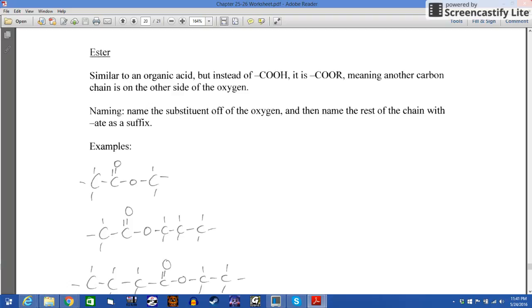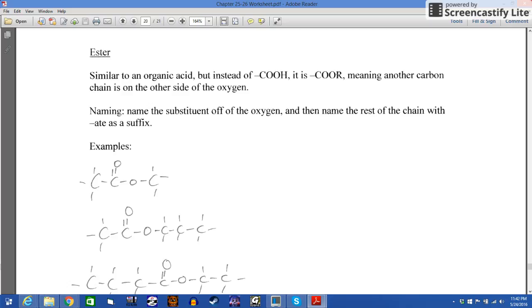Choice 1 is an alcohol. Choice 2 is an acid, COOH. Choice 3 is an ether, with just an O in the middle. And choice 4 has the CO, which is the carbonyl, and then an O with another hydrocarbon group, CH3COOCH3. And so that's how number 25, choice 4, is an ester.